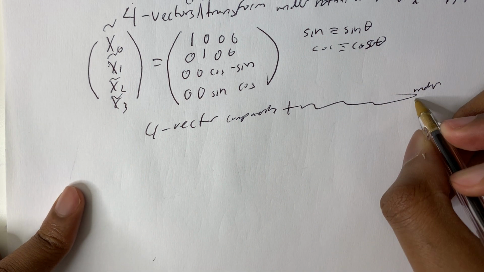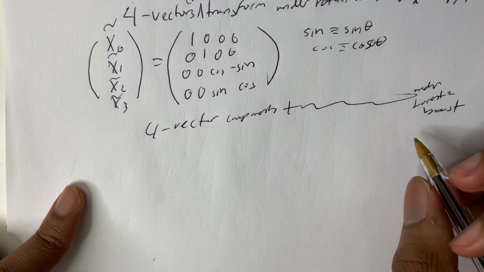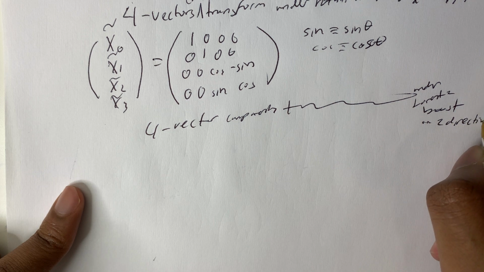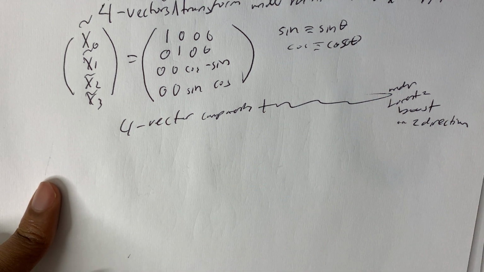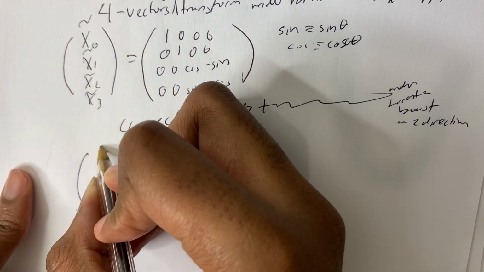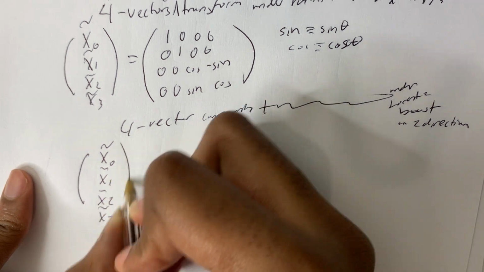So how do the 4 vector components transform under a Lorentz boost? Well, this boost is going to be a boost in the z direction, because that's the thing we're going to care about in this video. So boost along the z direction, we have x tilde naught, x tilde 1, x tilde 2, x tilde 3.